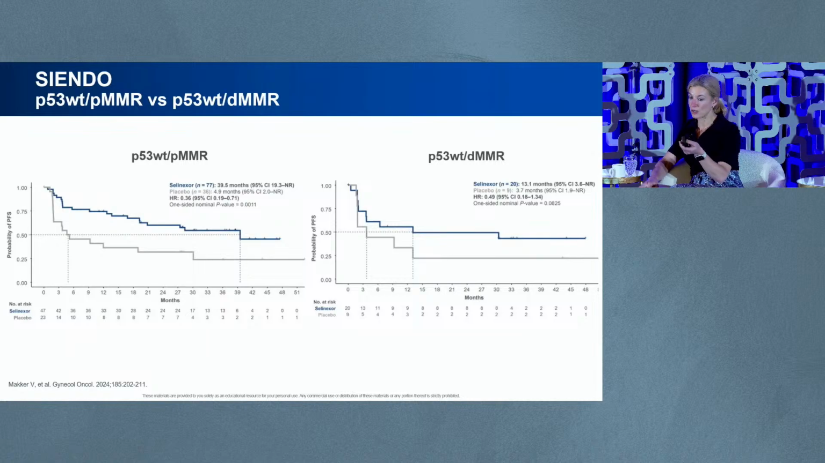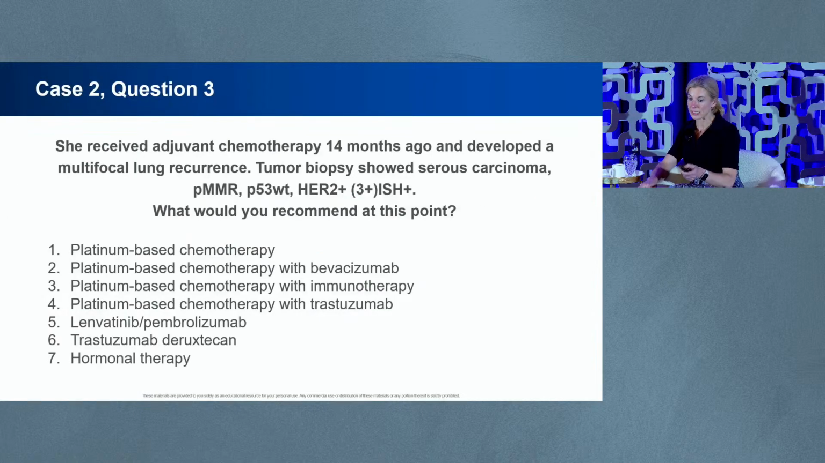If they looked specifically at the wild-type pMMR population, which is on the left, this difference now went to almost 40 months versus 5 months with placebo. So big difference. The confirmatory trial is still enrolling, specifically targeting that p53 wild-type population. So we'll have to see if these same exciting results are going to be confirmed in the phase 3 trial, because that was all based on it.